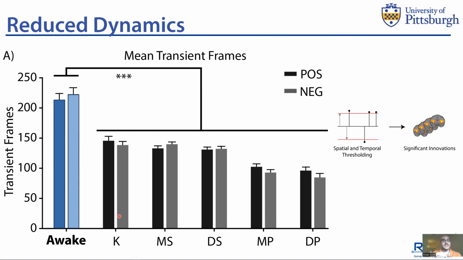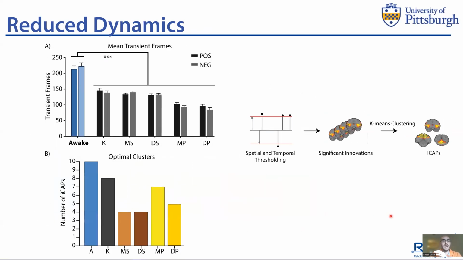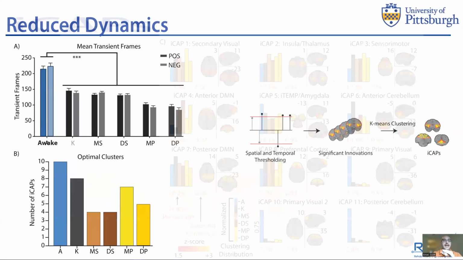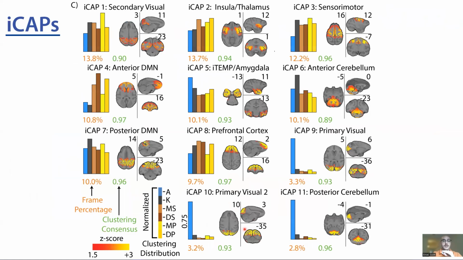And what we notice here are significant differences in the awake condition versus the anesthetics, which highlight a reduced brain dynamic. And so to validate these results of these reduced dynamics, we individually clustered each condition, and the results are less spatial ICAPs, which validate this reduced brain dynamics. Now, when we cluster all the conditions together, we get out these 11 optimal clusters here.